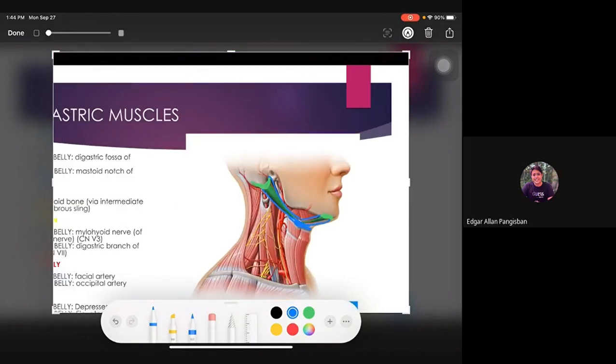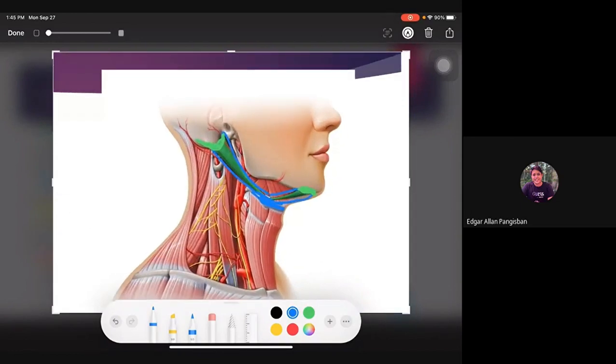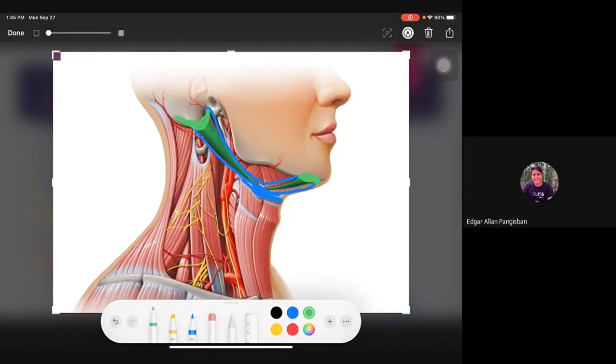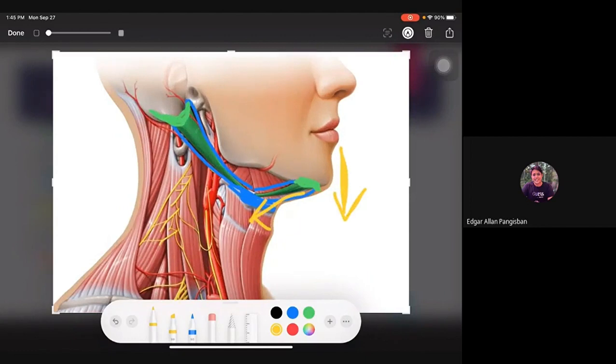Okay? So, naturally, separate origins, but the same insertion, they have separate action. Now the action of your anterior belly, it now depresses the mandible. Kasi look at this one, ang origin is located above the insertion. So pag nag-contract yan toward the hyoid bone, it will now open the mandible. It will now depress the mandible. While the action ng ating posterior belly, it will now elevate the hyoid bone. Since yung hyoid bone is a movable bone, hindi siya naka-fix, and the origin is located above the hyoid bone, it will now pull the hyoid bone upward. Hihilain niya yung hyoid bone.